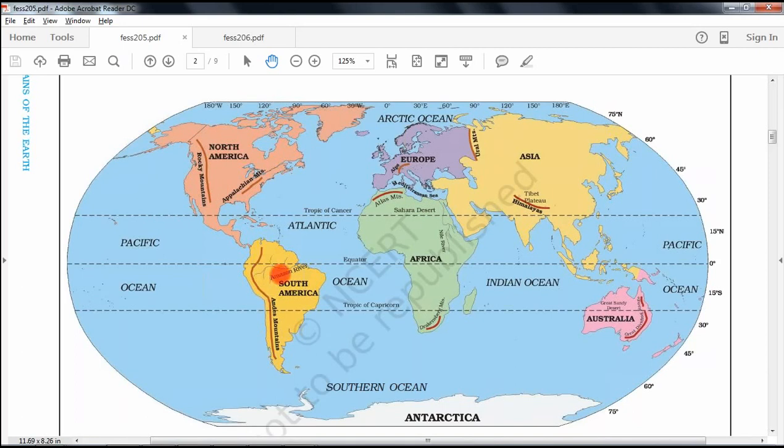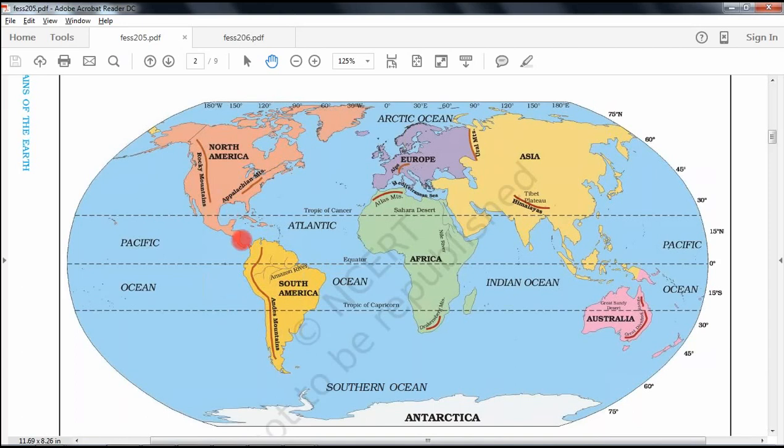And we have South America. South America is almost in the southern hemisphere. And you have Andes mountains running across north to south in South America, which is the longest mountain range in the world. And you have Amazon River basin in South America, which is the largest river, whereas Nile is the longest river. And on the east, you have Atlantic Ocean for South America, and at the west there is Pacific Ocean.